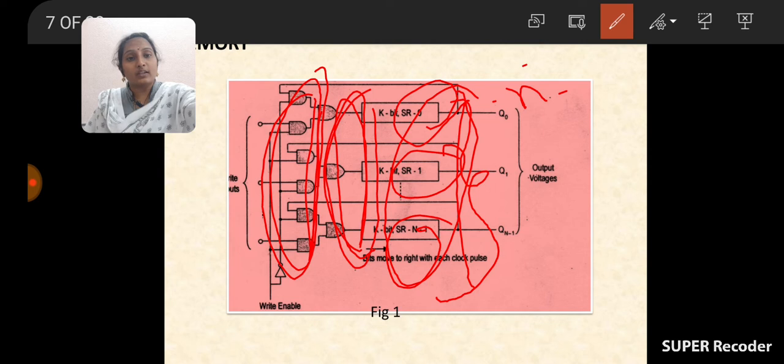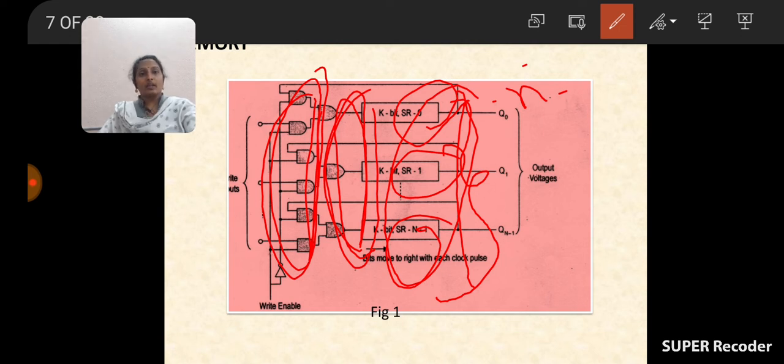One flip-flop stores one bit. If I would like to store 6 bits, 6 flip-flops are used. That means the number of flip-flops used to store the binary information is equal to the number of bits. If I would like to store n bits, n flip-flops are required. If I would like to store 5 bits, 5 flip-flops are required.